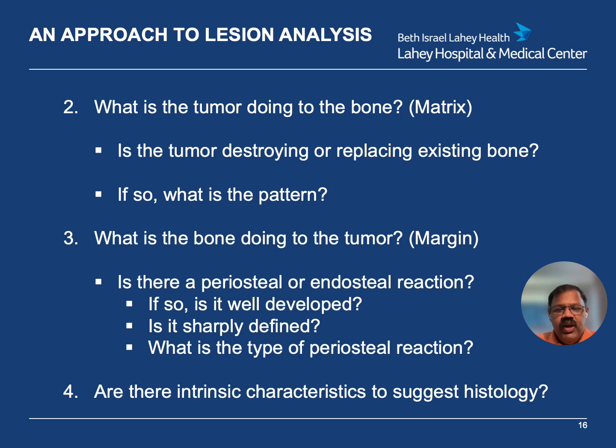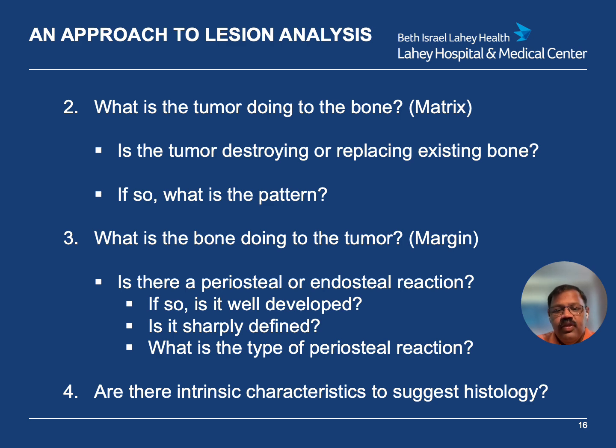So the second question you want to ask is, what is the tumor doing to the bone? And this question really helps understand what the matrix of the lesion is. Is the tumor destroying or replacing the existing bone? If so, what is the pattern that you're seeing? And we'll go through this here in a little bit more detail so you can understand more clearly what I'm referring to.